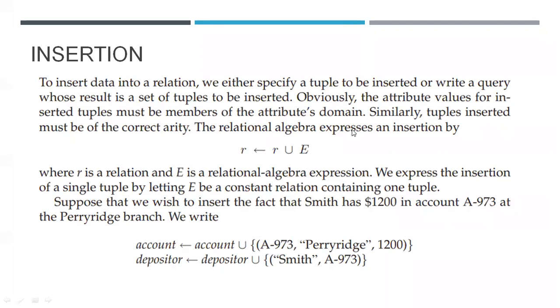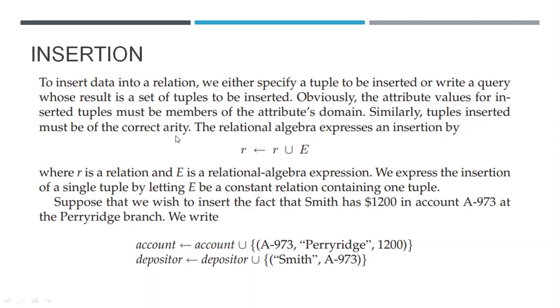Next is insertion. In insertion, we can insert a record into a database. To insert data into a relation, we either specify a tuple to be inserted or write a query whose result is a set of tuples to be inserted. Obviously, the attribute values for inserted tuples must be members of the attribute's domain. Similarly, tuples inserted must be of the correct arity. Relational algebra expresses an insertion by R gets R union E, where E is the record being inserted.